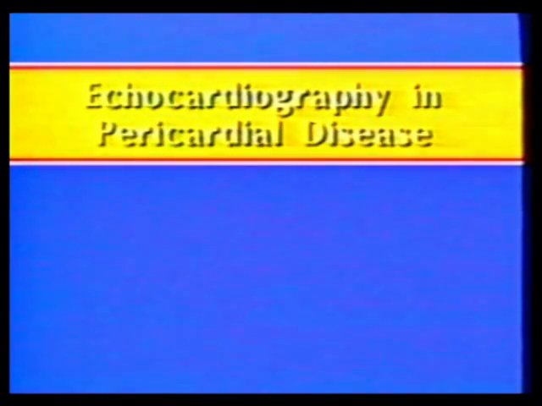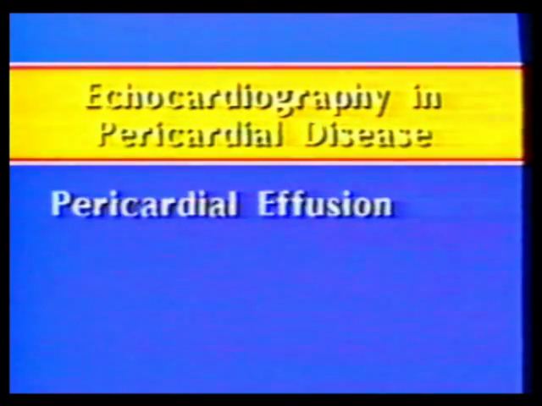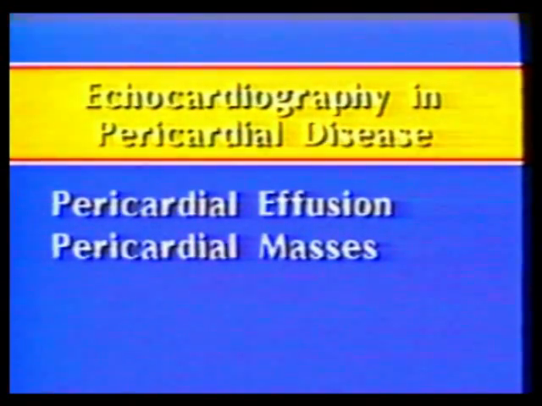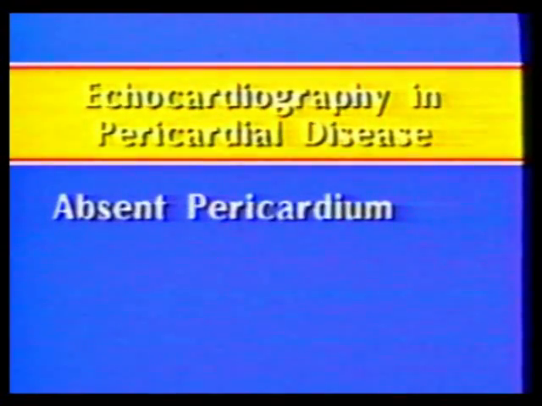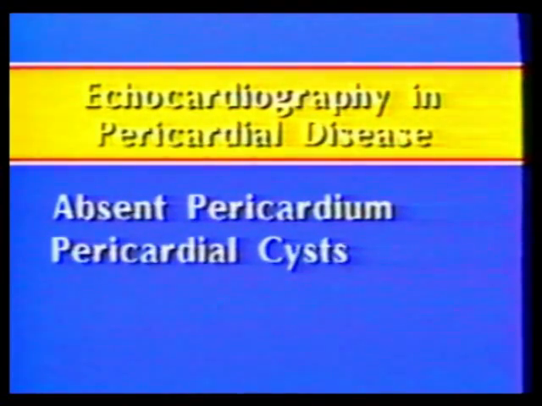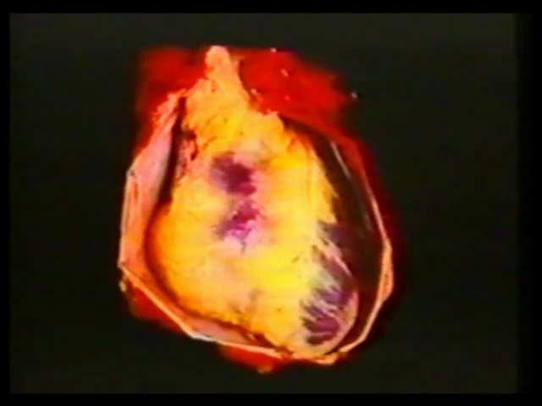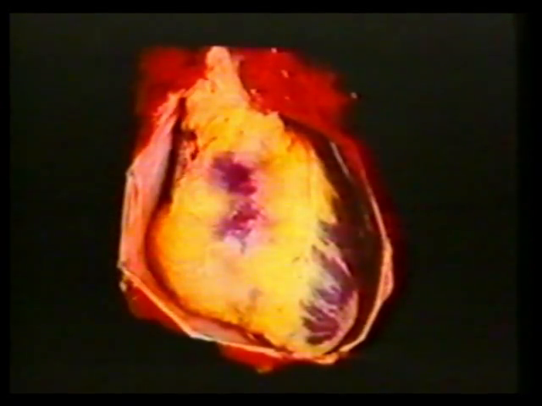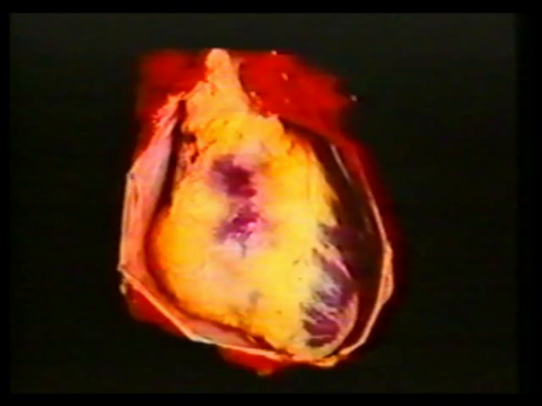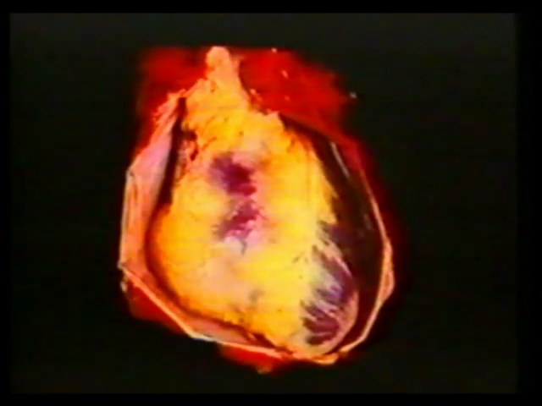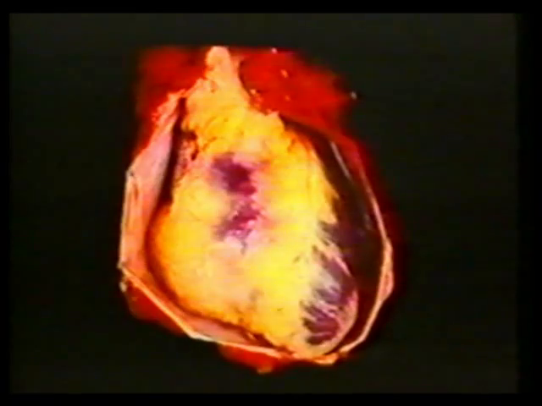During this presentation, we will discuss the use of echocardiography for the diagnosis of pericardial effusion, pericardial masses, constrictive pericarditis, absent pericardium, and pericardial cysts. As with the previous programs in this series, the pathology slides have been supplied by Dr. William Edwards. The pericardium is a sac which, in this specimen, has been opened.